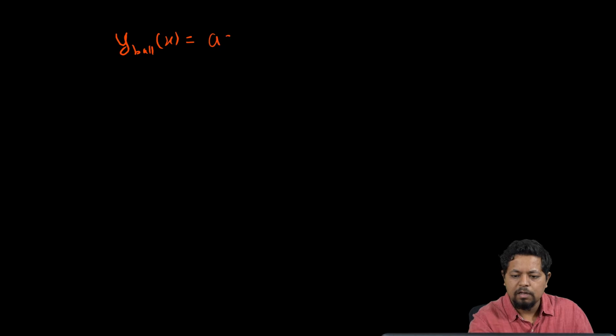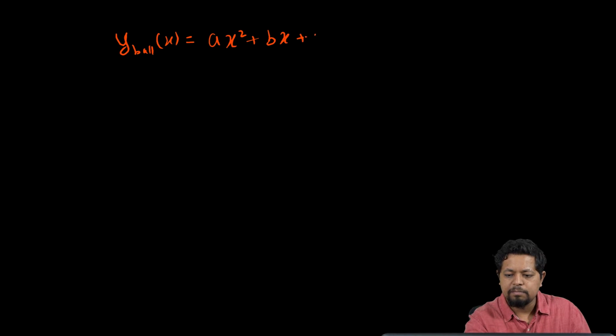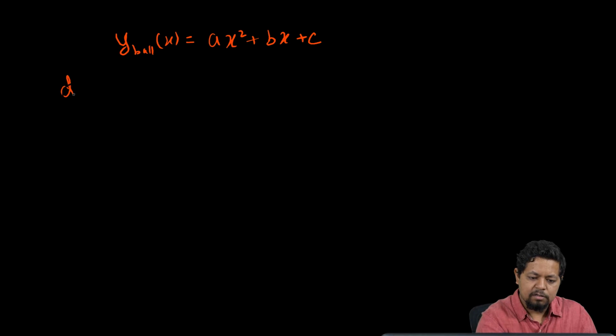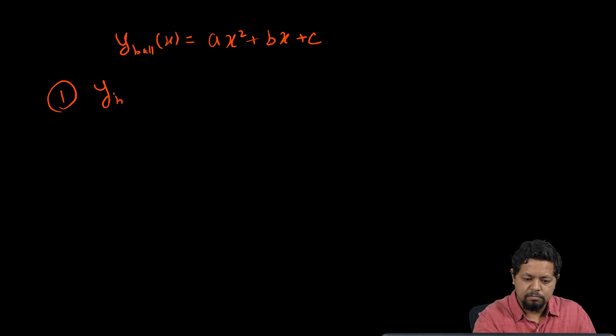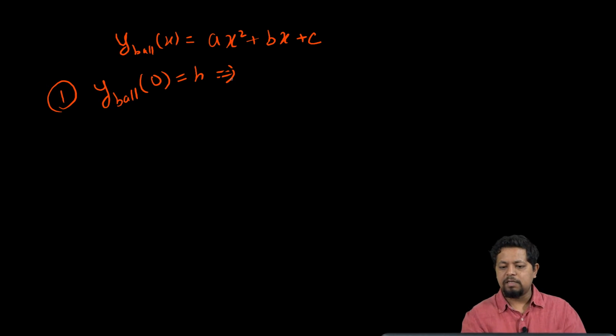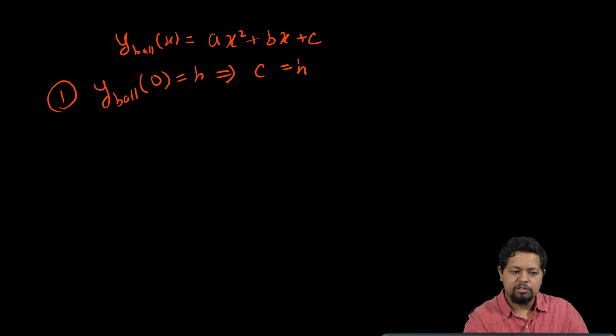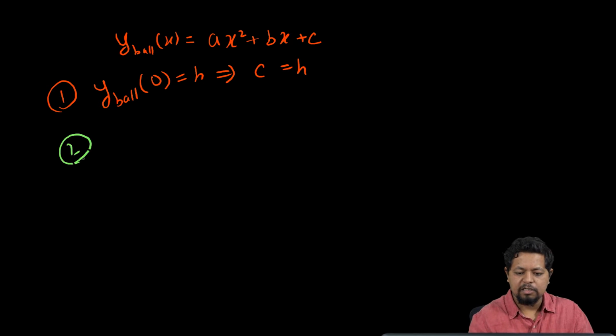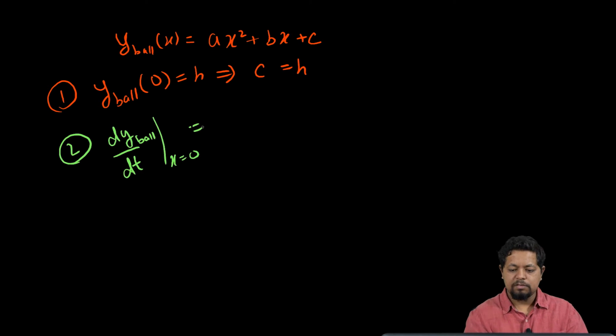Okay, let's go ahead and solve for the second equation. The equation of y ball as a function of x is a x square plus b x plus c. My 3 conditions are: y ball at x equal to 0 is h. This implies that c is equal to h. I take the second condition, which says that dy ball by dt at x equal to 0 is equal to v sin theta.